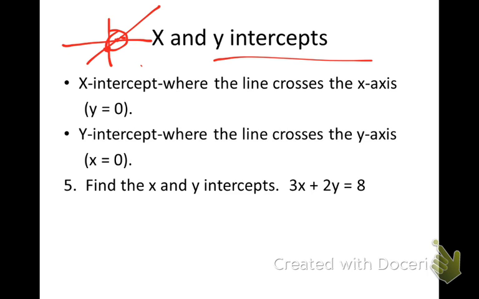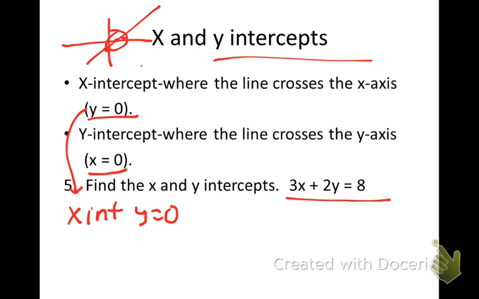So what do you know about the y-coordinate when it crosses the x-axis? We know that y will be 0, and same thing about the y-intercept: we know the x-coordinate will be 0. So these are the things we're going to use to find it. If I want to find the x-intercept, I'm going to let y equal 0. So in my equation, I'm going to put a 0 in here for y. Well, 2 times 0 is 0, so I just get the equation 3x equals 8. Divide by 3, and I get x equals 8/3. So the x-intercept is 8/3.